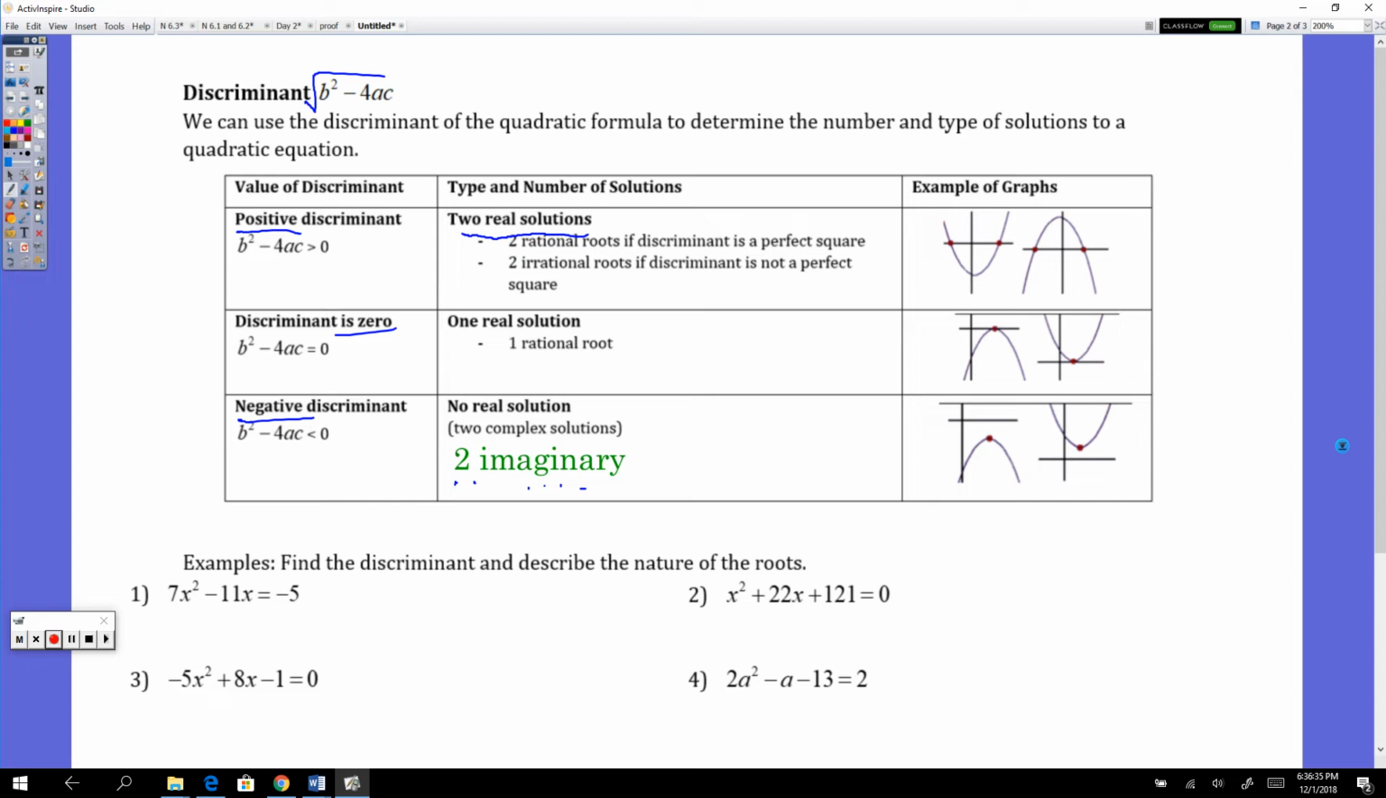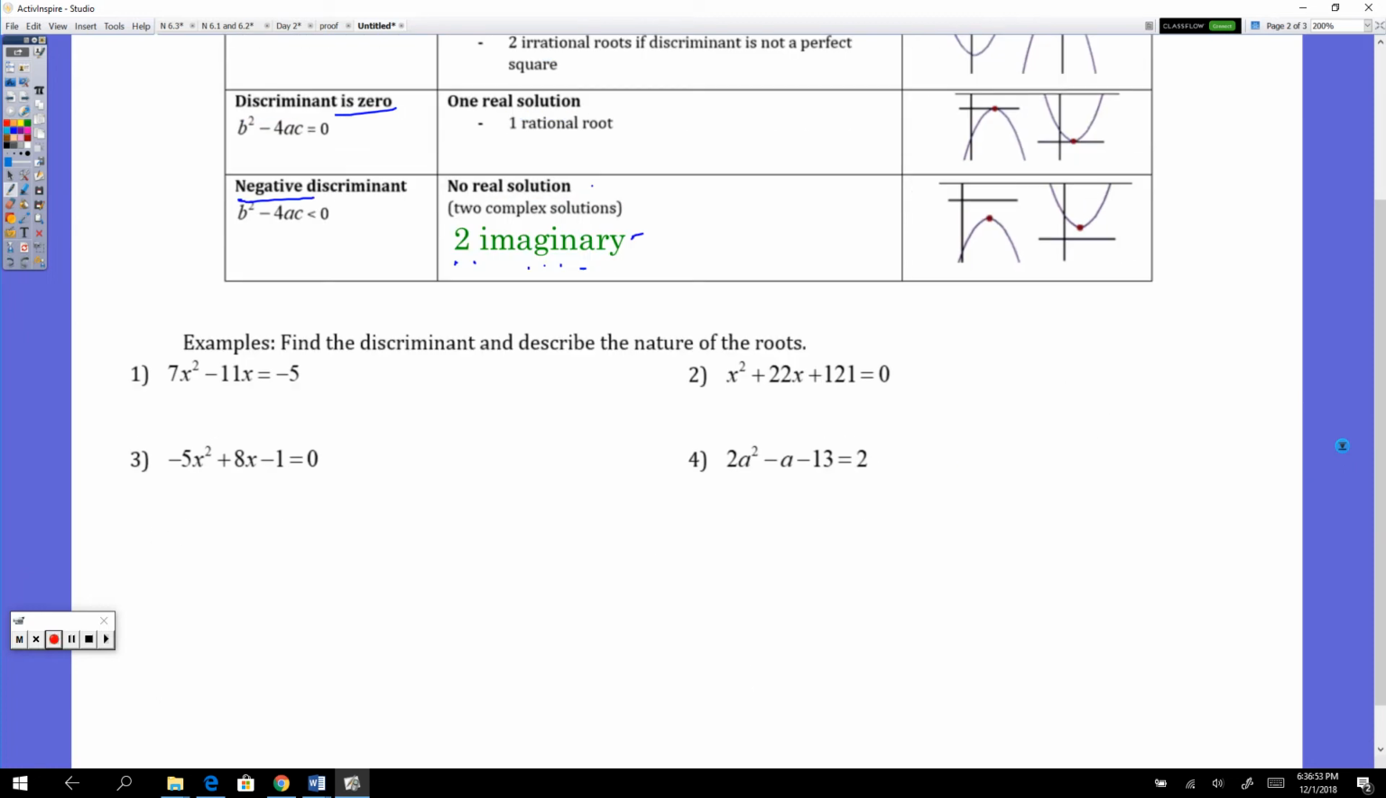So some of the ways you can say this is two real solutions, one real solution, or no real solution, or you can say two imaginary solutions. I kind of like the idea of two imaginary solutions, but either one of those is appropriate. So we're going to take a look at how we can use the discriminant to do these problems.